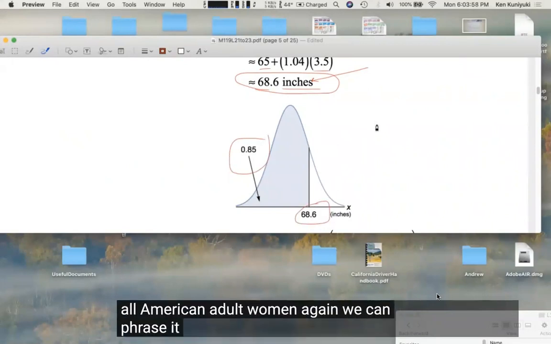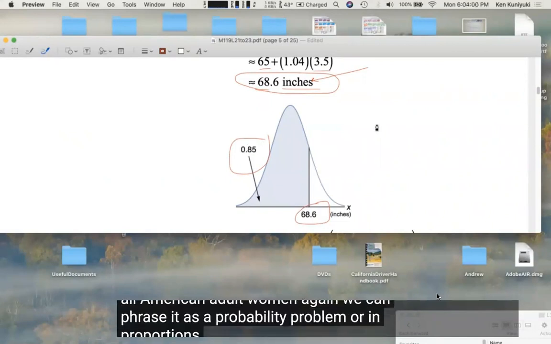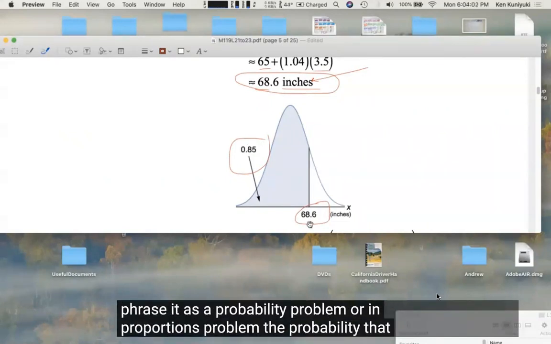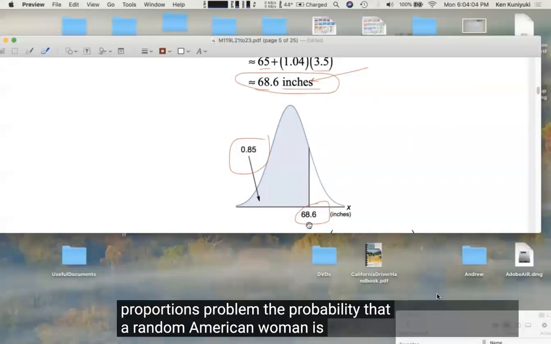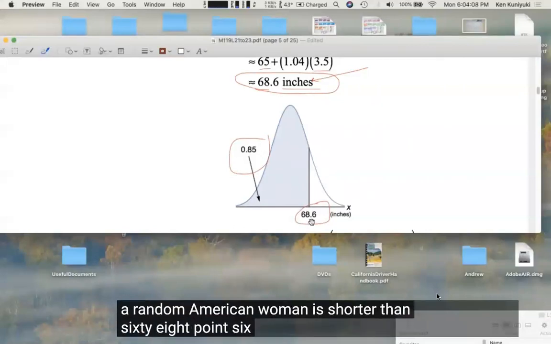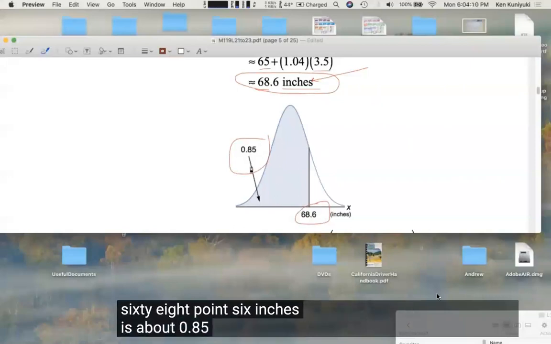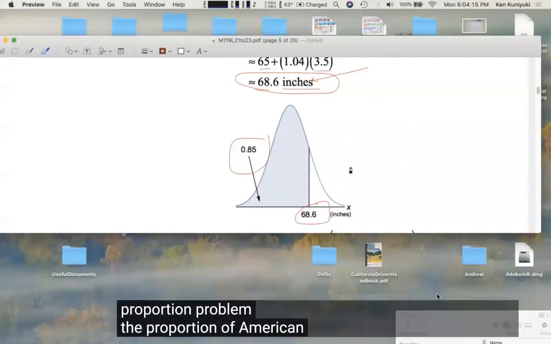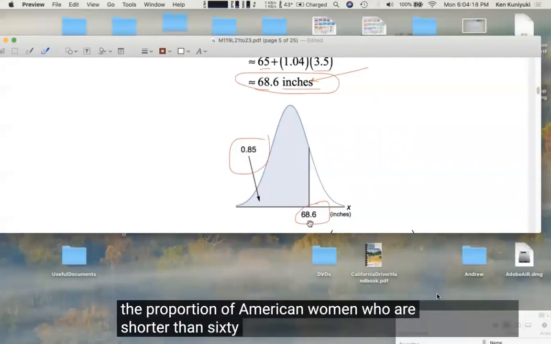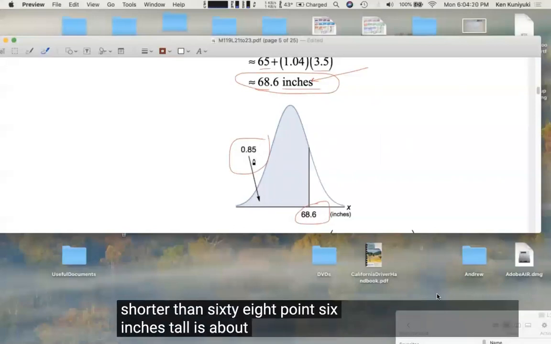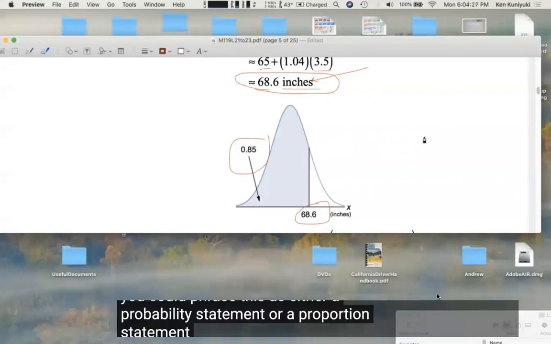Again, we can phrase it as a probability problem or a proportions problem. The probability that a random American woman is shorter than 68.6 inches is about 0.85 or 85%. Framing it as a proportion problem, the proportion of American women who are shorter than 68.6 inches tall is about 0.85. So you can phrase this as either a probability statement or a proportion statement.